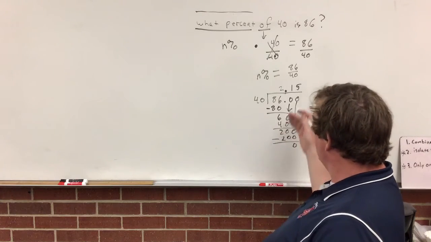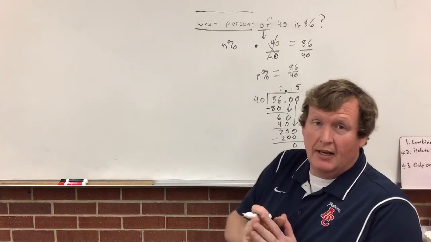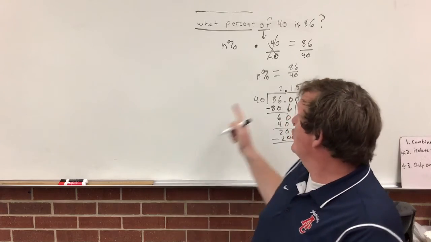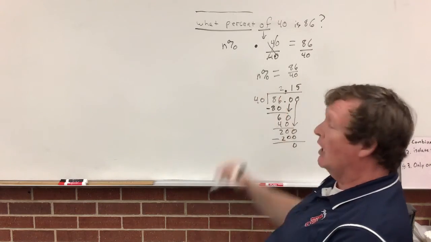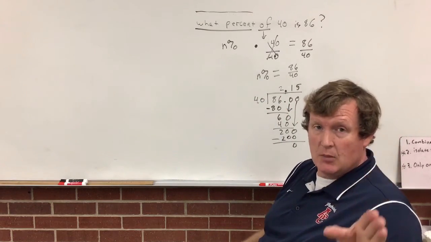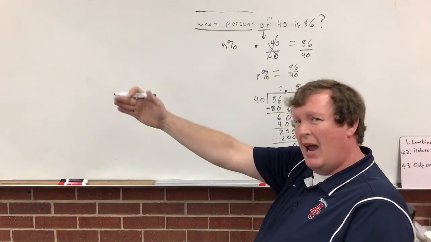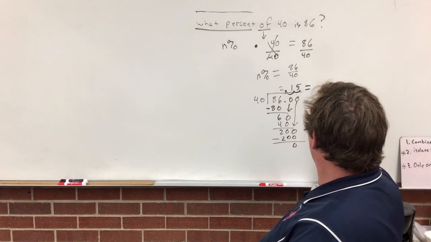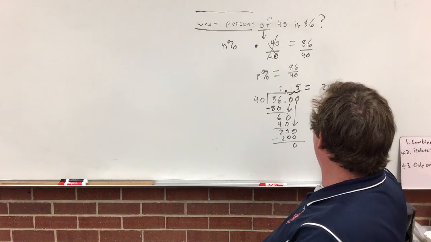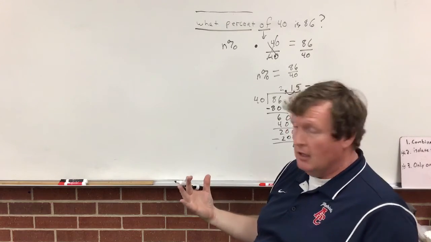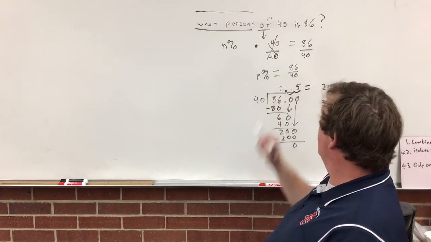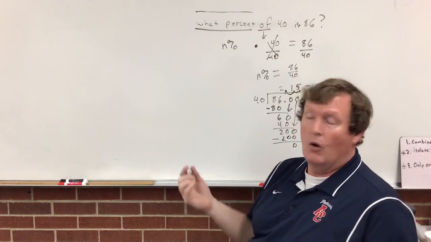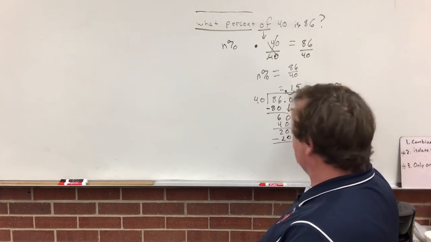Okay, once we finish it, we got 2.15. Are we done yet? You're right, we're not done yet, because we have to change it to a percent. When we change decimals to percent, we move the decimal to the right 2 places. So my answer becomes 215%. Okay? Told you it was going to be larger because it divided into that before the decimal, before we had to add zeros. Okay, there's the answer to number 14.